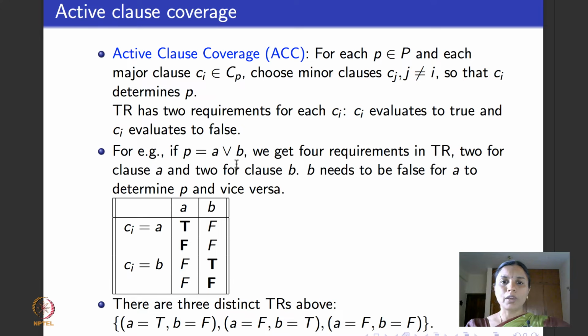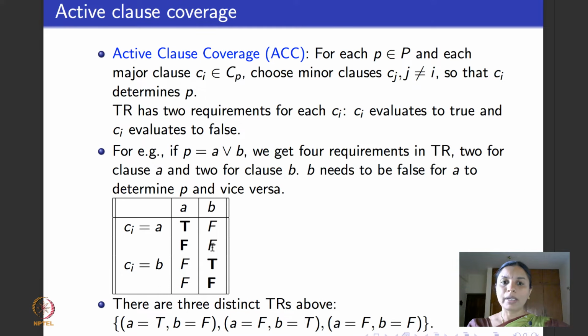P is equal to A or B. There are two clauses here, clause A and clause B. As I told you before, we take each clause in turn and make it the major clause. Let's say, to start with, I make A the major clause. So Ci in this table happens to be A. Read it as A is the major clause. I want A to determine P. So if A has to determine P, then B must become false. So B is assigned false here in the third column of the table.